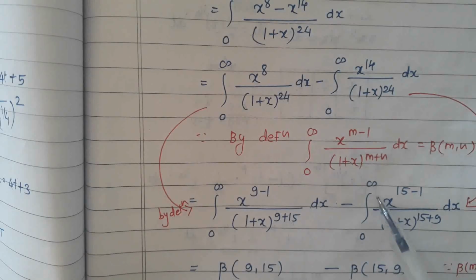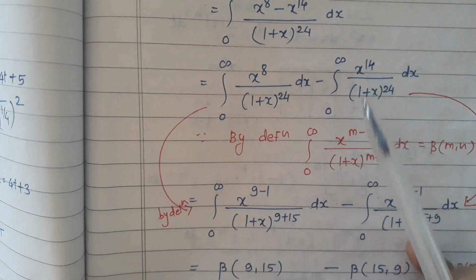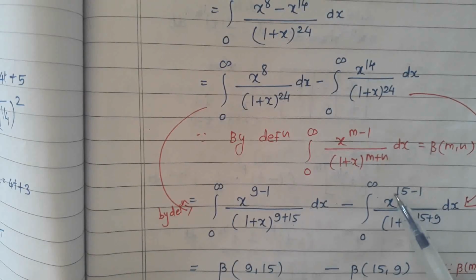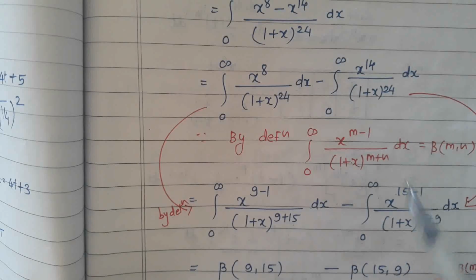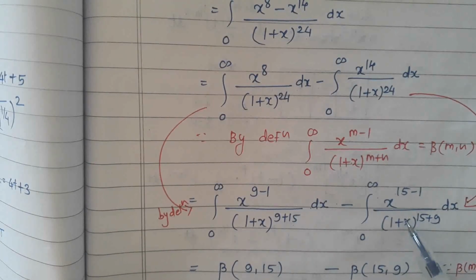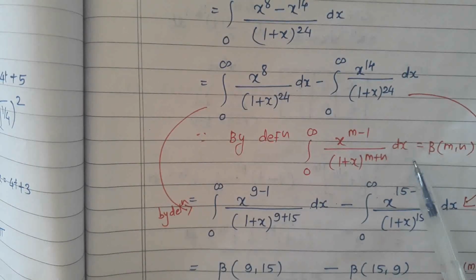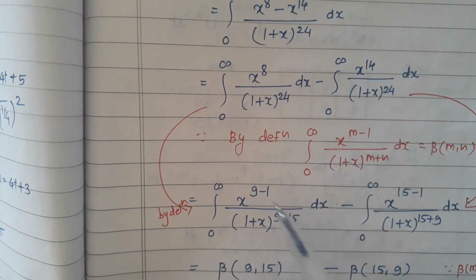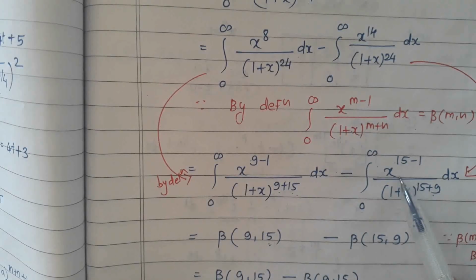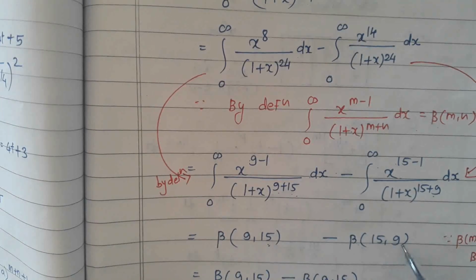Minus integral 0 to infinity, this 14 can be written in m minus 1 form as 15 minus 1, value of m is 15. So this 24 can be written as 15 plus 9. So second integral is in this form. Using this definition, value of m and n in this integral is 9 and 15. Value of m and n in this integral is 15 and 9. Write this integral in beta notation as beta 9, 15. This integral in beta notation as beta 15, 9.